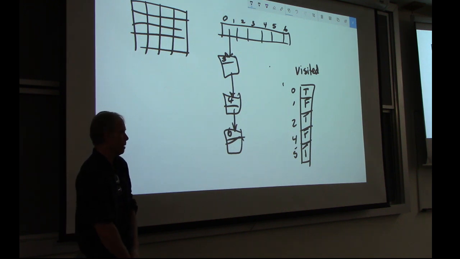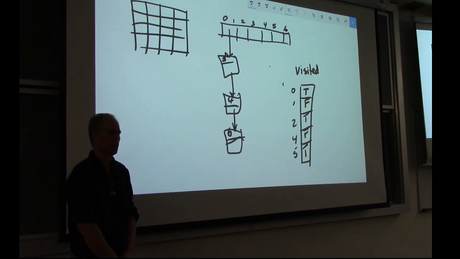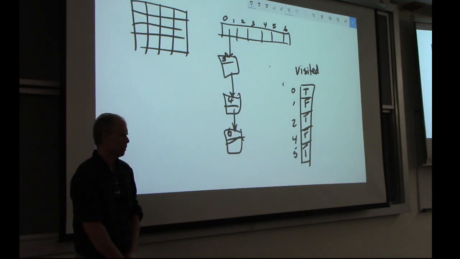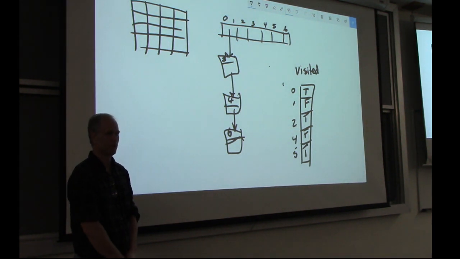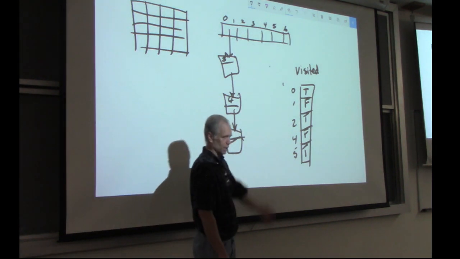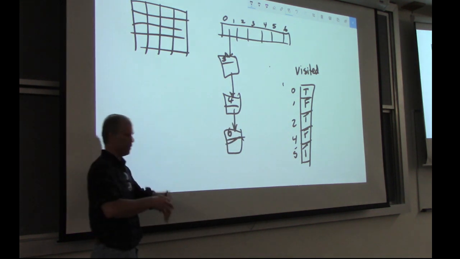What can you do for a visited array besides, yes, you could use a hash map, but I think there's something simpler to use. Yeah? Could you just use a set? Yes, use a set. Just keep a set of all the ones you visited. Because initially it's empty, and as you visit things, you add them to the set.